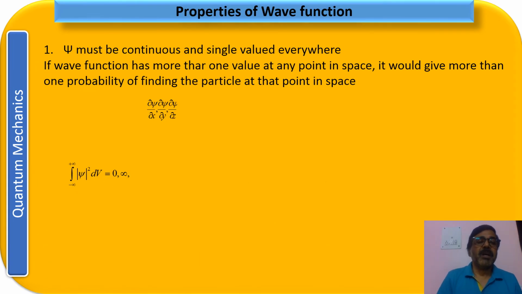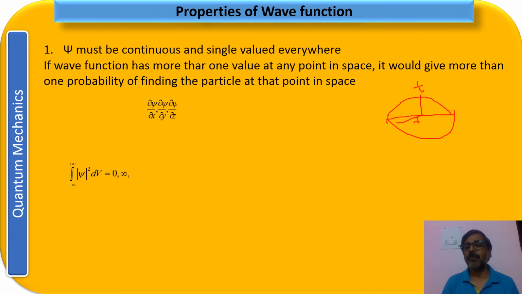First, psi must be continuous and single valued everywhere. That means at any instant it should not have two values in the space, right? Naturally. So why are we saying it cannot have two values? Let us suppose I am going to find out the property of psi at any instant t and position r. This is your position r, at any instant t.